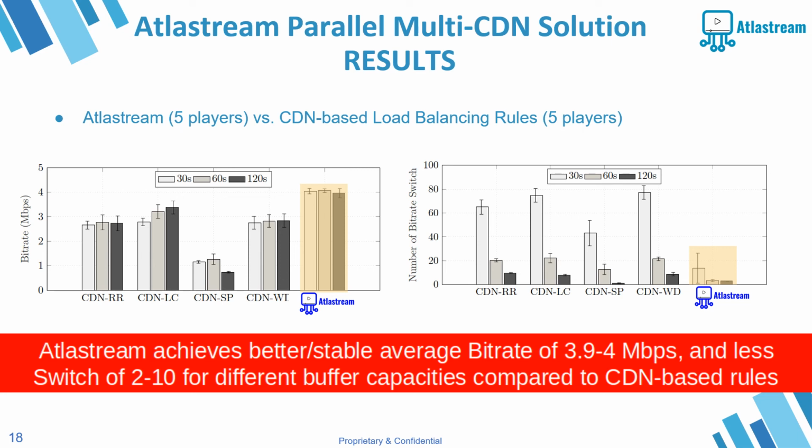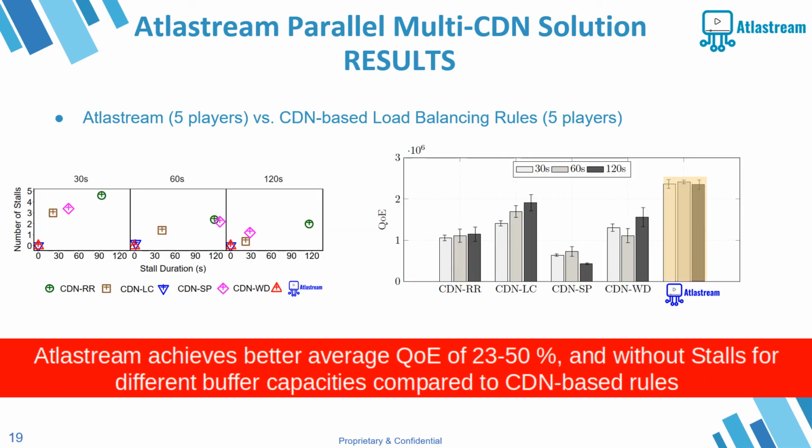Similar outcomes are achieved by Atlas Stream clients in terms of number of bitrate switches, with an average of 2 to 10 for different buffer capacities. For the same test, the left graph shows the stall duration versus number of stalls, and the right graph shows the QoE achieved by all the players for different maximum buffer configurations.